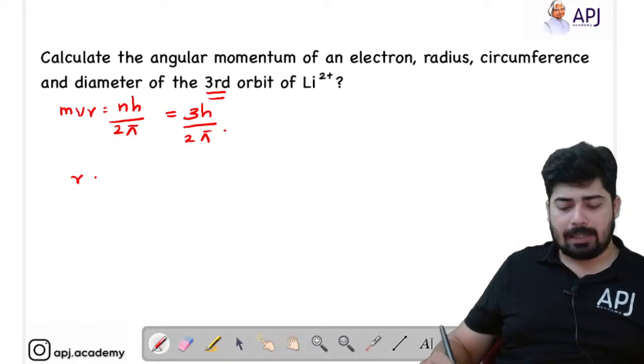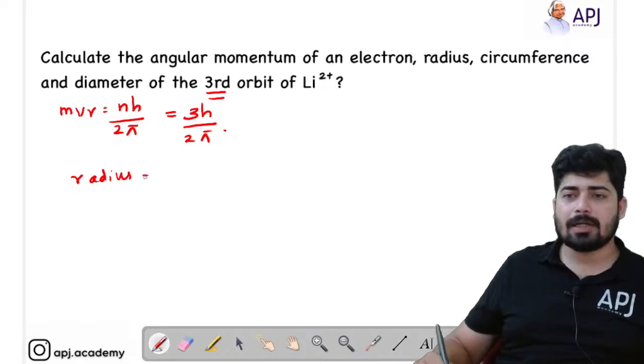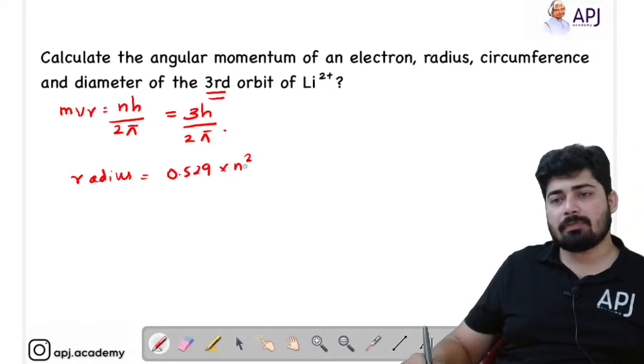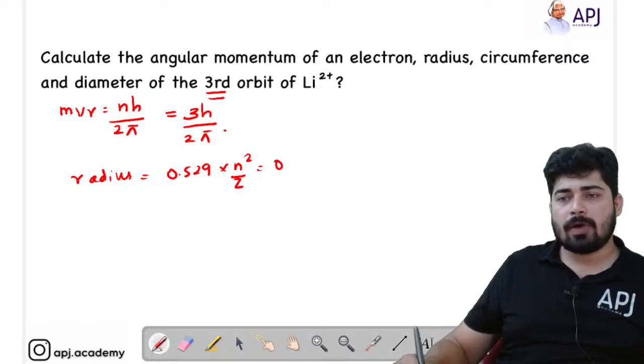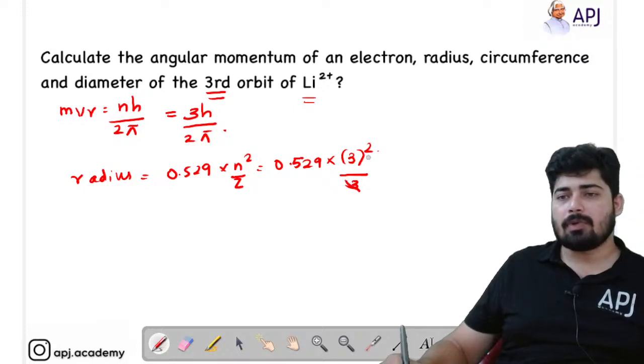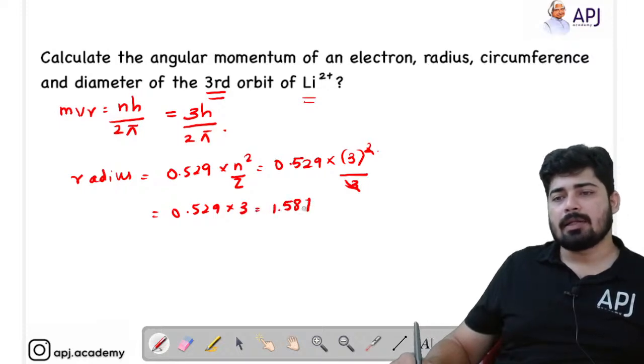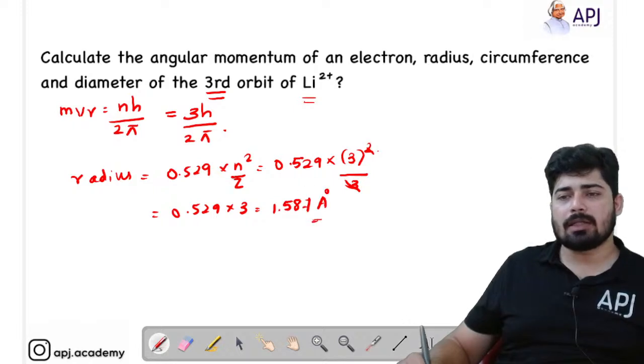Now we find out the radius. What is the equation for radius? Radius is equal to 0.529 into n square by z, right? So 0.529, n means the number of shell, that is 3. So 3 square divided by z. Here we have considered lithium. The atomic number of lithium is 3. So you can cancel 3 and 3 here. So we will be getting 0.529 into 3, that is equal to 1.587 Armstrong.